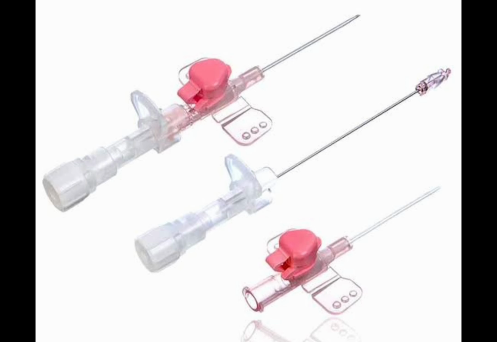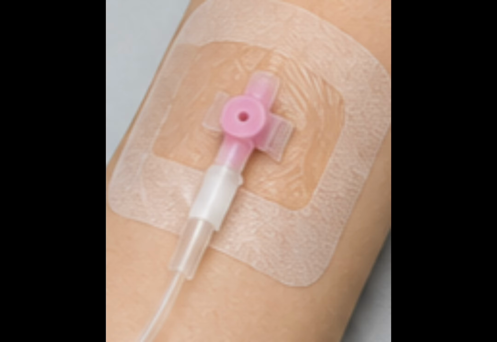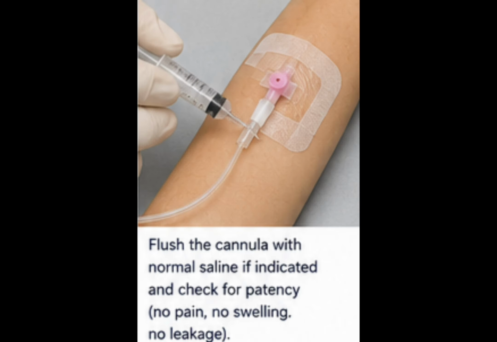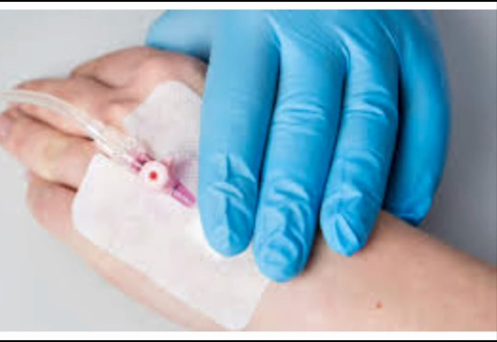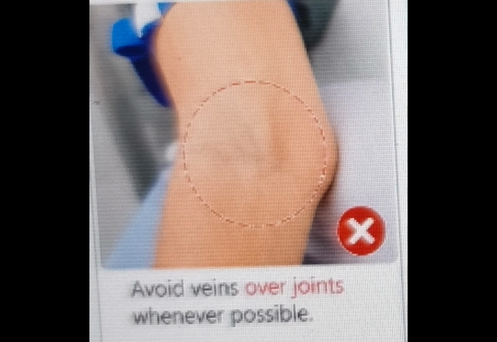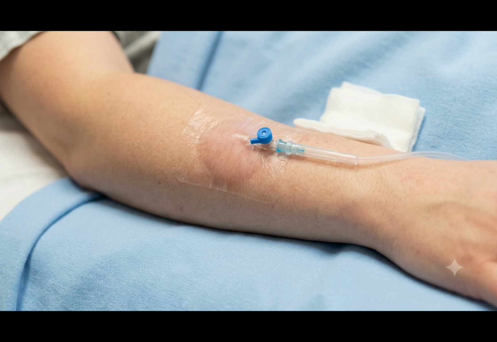Prevention. To prevent infiltration, follow these important nursing measures. Select an appropriate vein and the correct cannula size. Secure the cannula properly to minimize movement. Confirm cannula patency before starting IV therapy. Assess the IV site before, during, and after administering IV fluids or medications. Avoid placing the cannula over joints whenever possible. Encourage the patient to report pain, swelling, burning, or tightness immediately. Flush the cannula according to hospital policy to maintain patency.